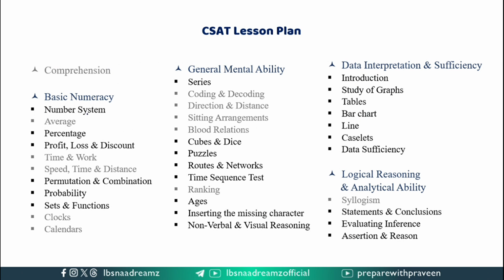With this, we are completing our lesson 12, average. This Saturday, we will have CSAT test number 3. Questions will be asked from all these 12 lessons: comprehension, average, time and work, speed, time and distance, clocks, calendars, coding and decoding, direction and distance, sitting arrangements, blood relations, ranking, and syllogism.